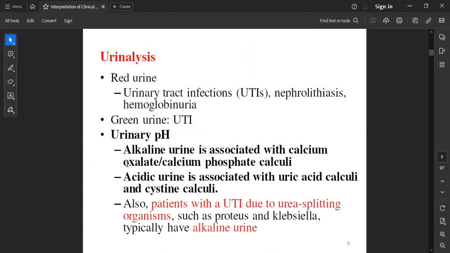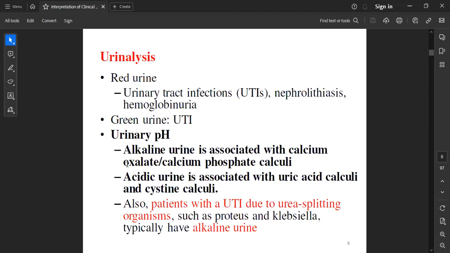Leukocyte esterase is a marker for white blood cells. Yeah, so you can just start with the first thing. So the color. If it's red, of course, it means blood. So blood can be a sign of a UTI that has really affected your either urethra, ureter, just anywhere on the tract. Nephrolithiasis or hemoglobinuria. Green urine indicates a UTI.